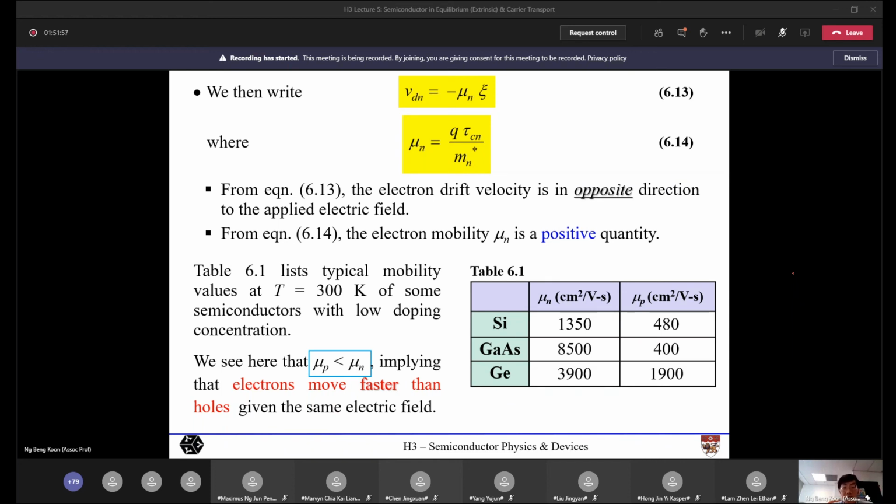And although here in the table you see that in general the electrons move faster than holes, this is not generally true for all semiconductors. You do find some semiconductors having higher mobility for holes compared to electrons. So it's not necessarily true that electrons always move faster. It could be the other way around in other semiconductor materials.